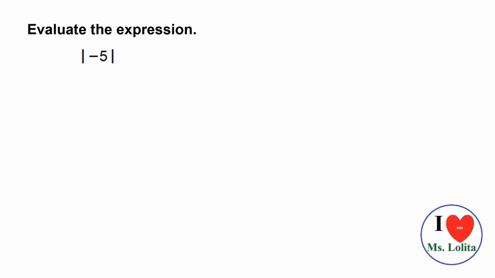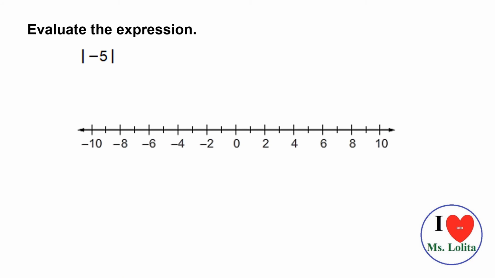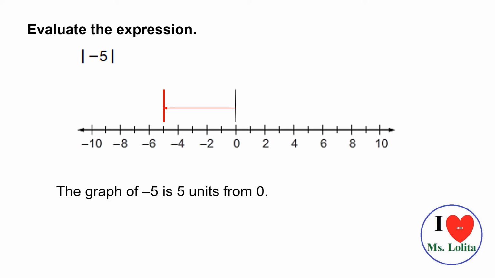Let us work on this example so that you can understand it well. Evaluate the expression of absolute value of -5. Let us draw the number line so that it will be clear to you. The absolute value of -5 is 5 units to the left from 0. So, it is clear from the graph that -5 is 5 units from 0, right? Correspondingly, the absolute value of -5 is 5.